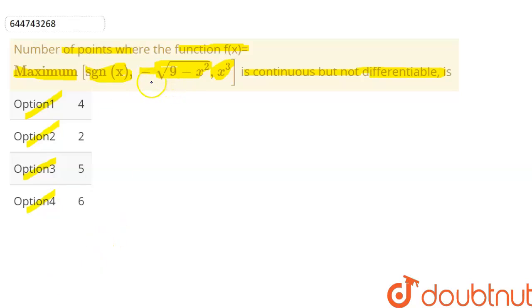So first of all, let us consider this function, that is minus under root of 9 minus x square. For its visualization, if we consider a circle which is centered at origin and has a radius of 3 units, then its equation will be x square plus y square is equals to 9, that is 3 square. Now from here if we find the value of y, we get y as plus minus under root of 9 minus x square.